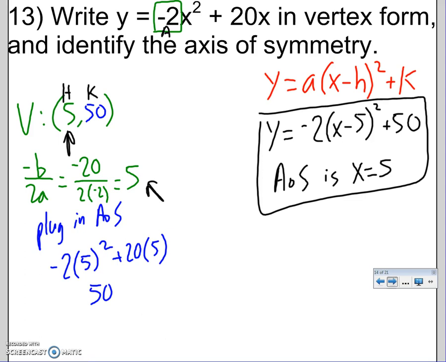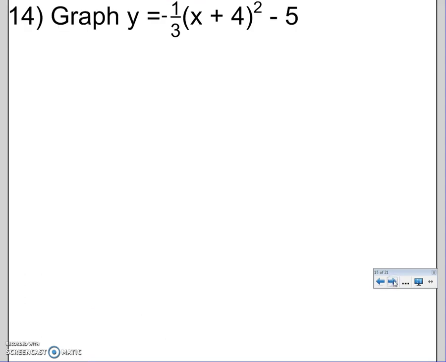All right, 14. Graph that. That is vertex form. To graph, you need two things. You need the vertex and a. The vertex, remember, change the inside to make it -4. Leave the outside the same, -5. A, we just care that it is negative. Negative means you flip the picture upside down.